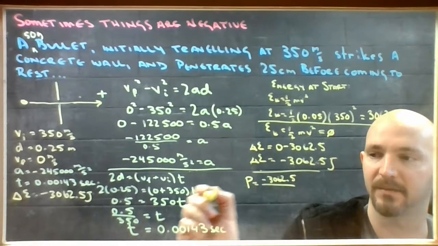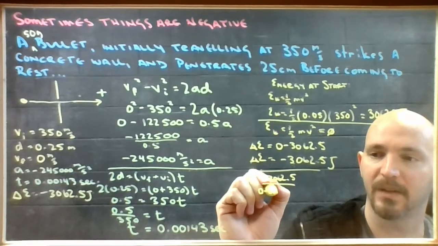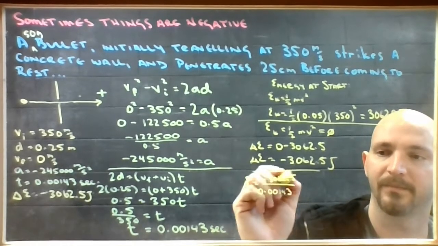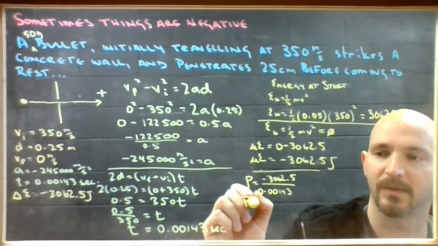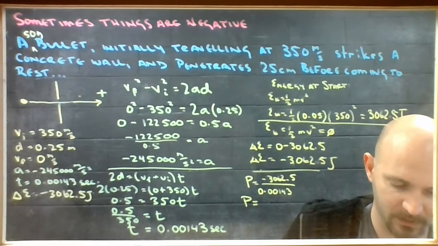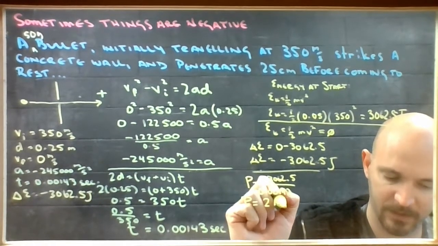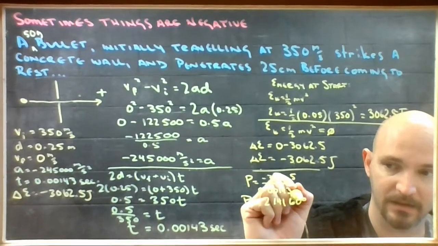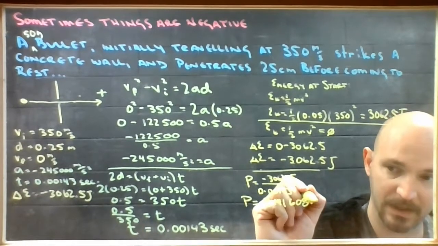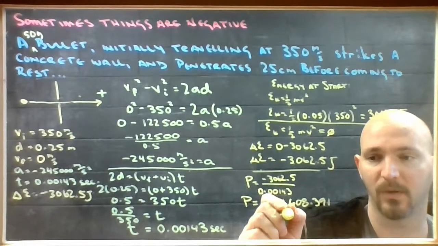3062.5 divided by 0.00143, which equals 2,141,608.391. So that's 2.14 megawatts.